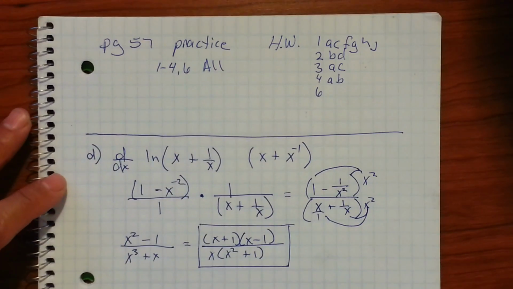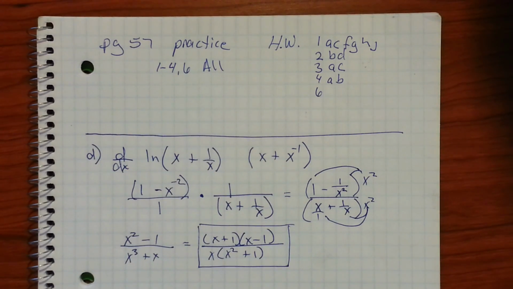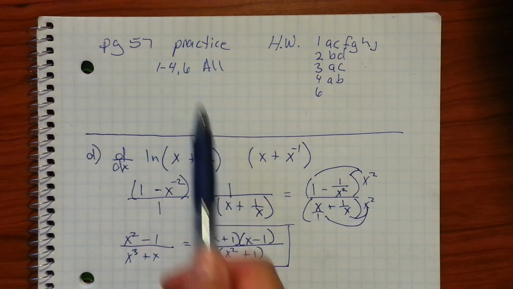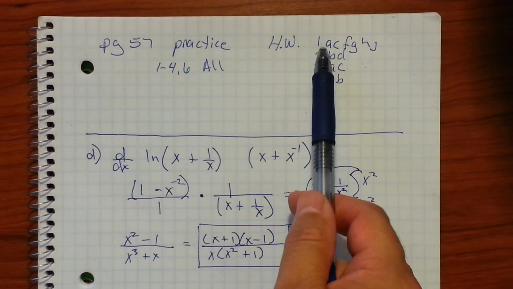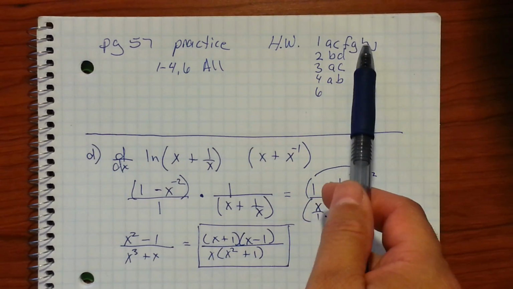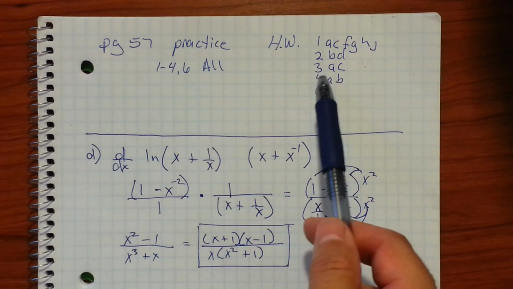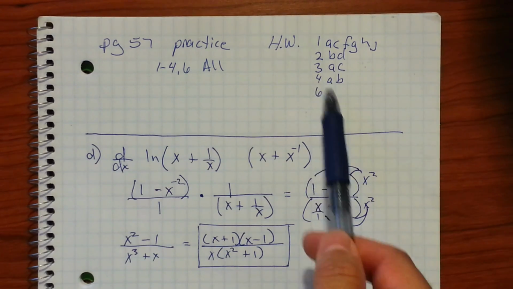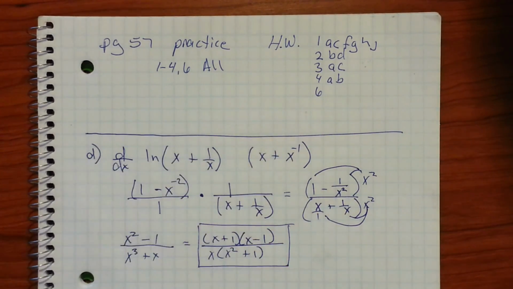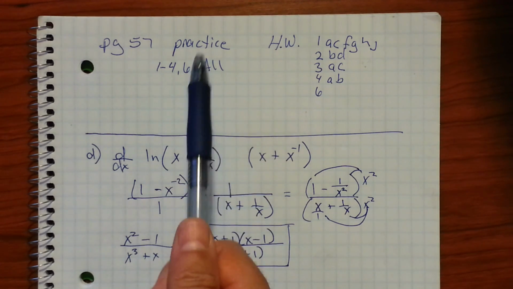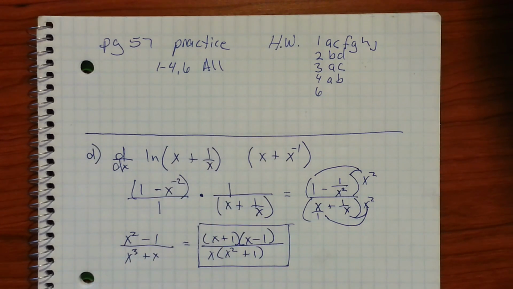Alright, the homework assignment for this one: practice page 57, 1 through 4 and 6. The homework is going to be 1A, C, F, G, H, J, 2, PD, 3, AC, 4, AB, and number 6. So I highly recommend it because guess what? I'm pretty sure you're going to see something like 6 on the test.